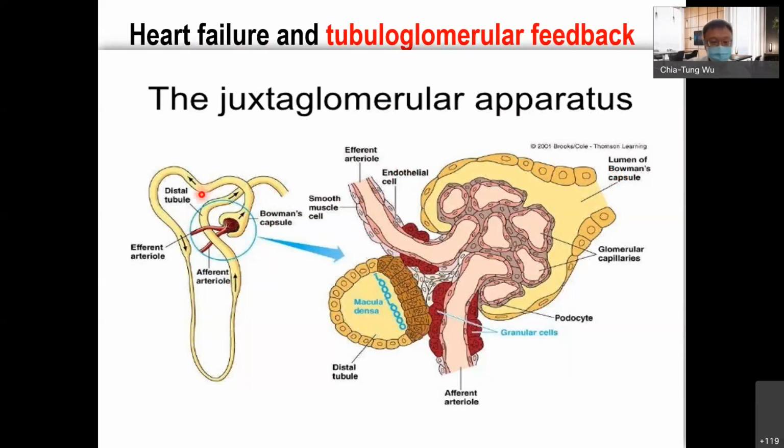This is our kidney, not our heart. This is our nephron, not myocyte. And you can see that at the distal convoluted tubule, very close to the Bowman's capsule, there's a group of cells, we call it macula densa. You must have learned it in your histology lesson. Macula densa is just like the doorway, the gate of the Bowman's capsule. It can control the blood inflow and outflow from the afferent and efferent arteriole. So it can modulate the pressure inside the Bowman's capsule.